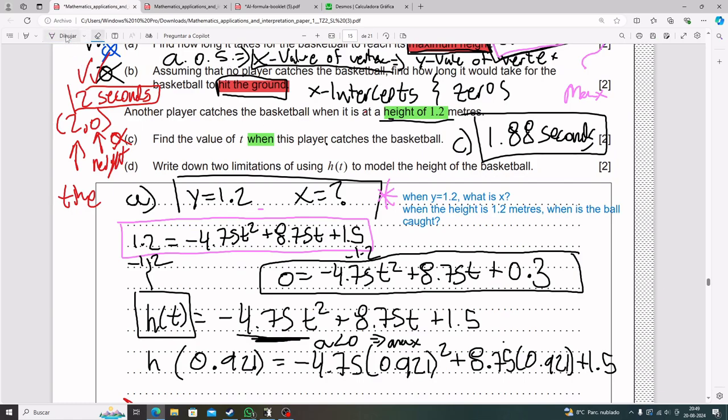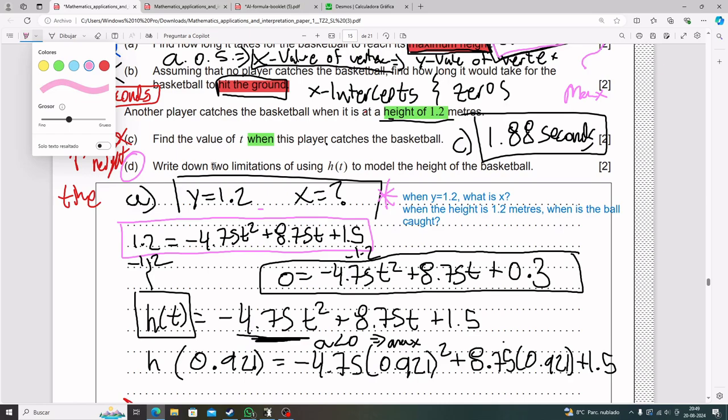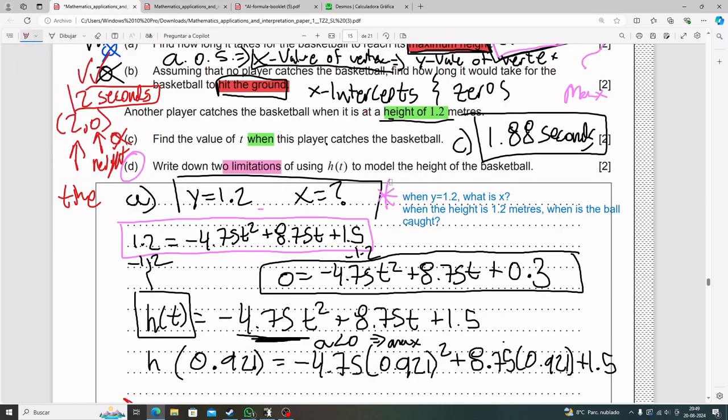And last but not least, we have the exciting question, part D. Write down two limitations of using h of t to model the height of the basketball. And so two limitations, notice 2 points.